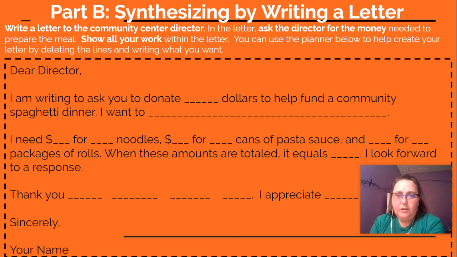Part B is synthesizing all of that information. When we synthesize, we're taking the information that we've learned and compiled and putting it into another organized form. The form that we're going to take today is writing a letter. You're going to write a letter to the community center director. In the letter, ask the director for the money needed to prepare the meal. Show all your work within the letter.